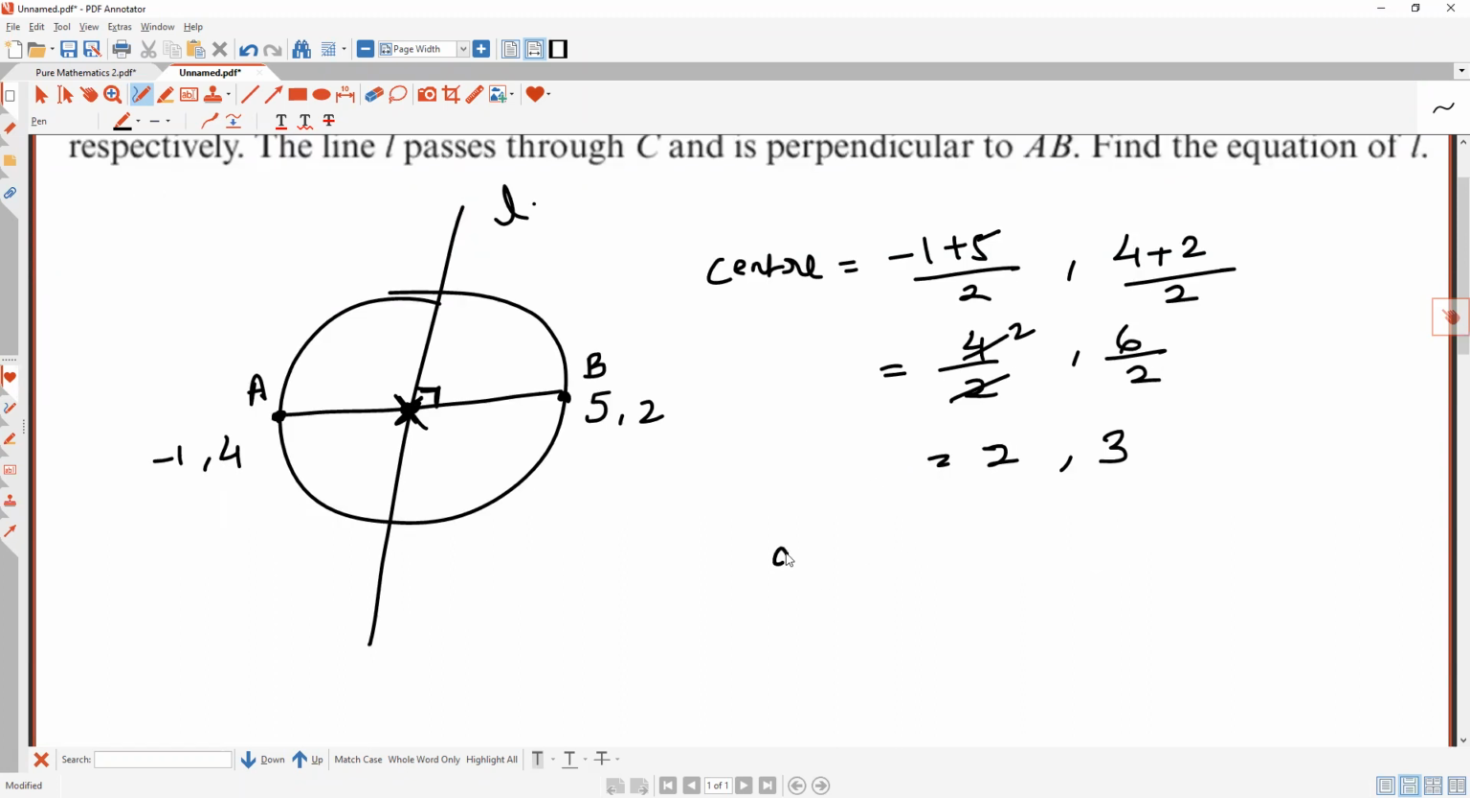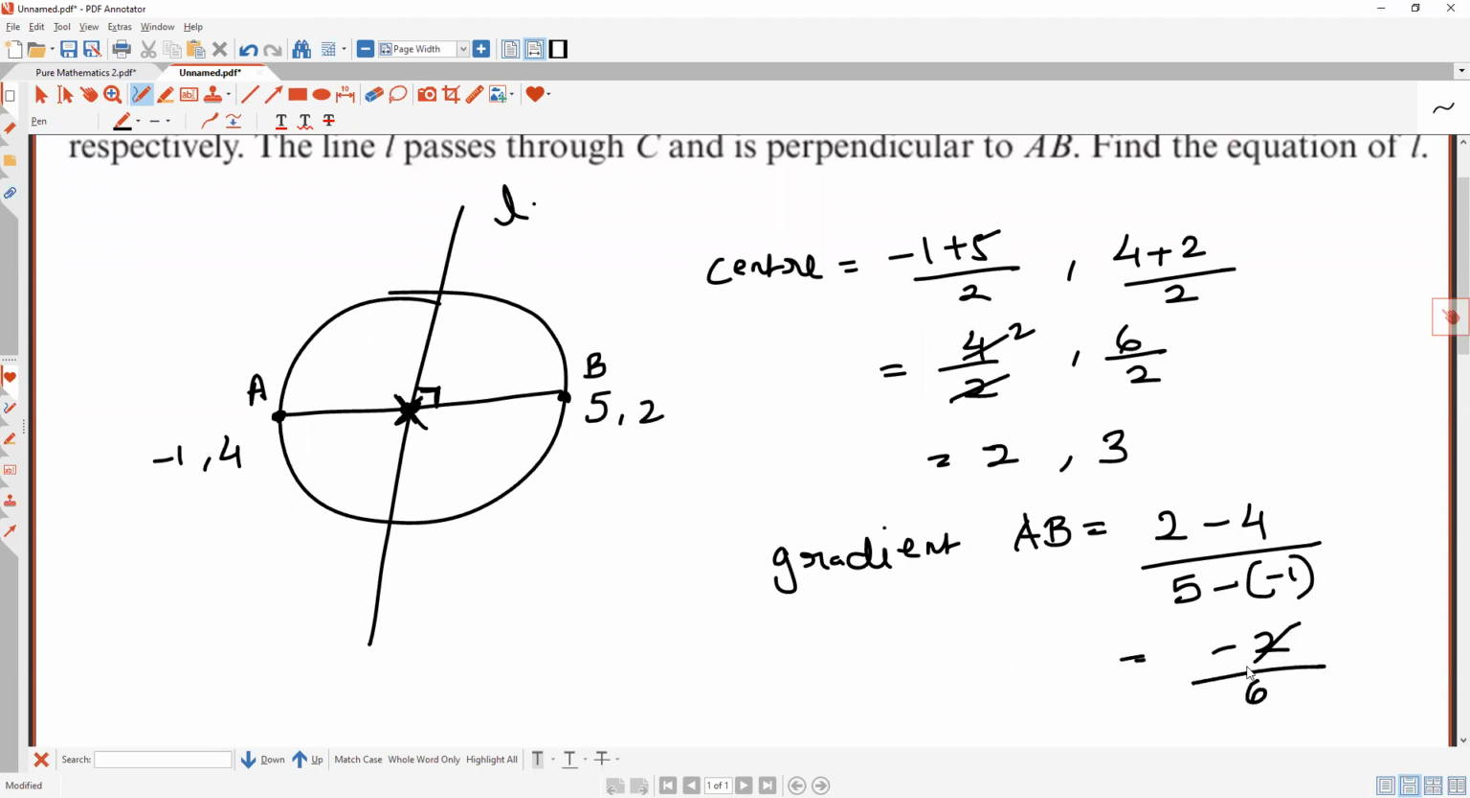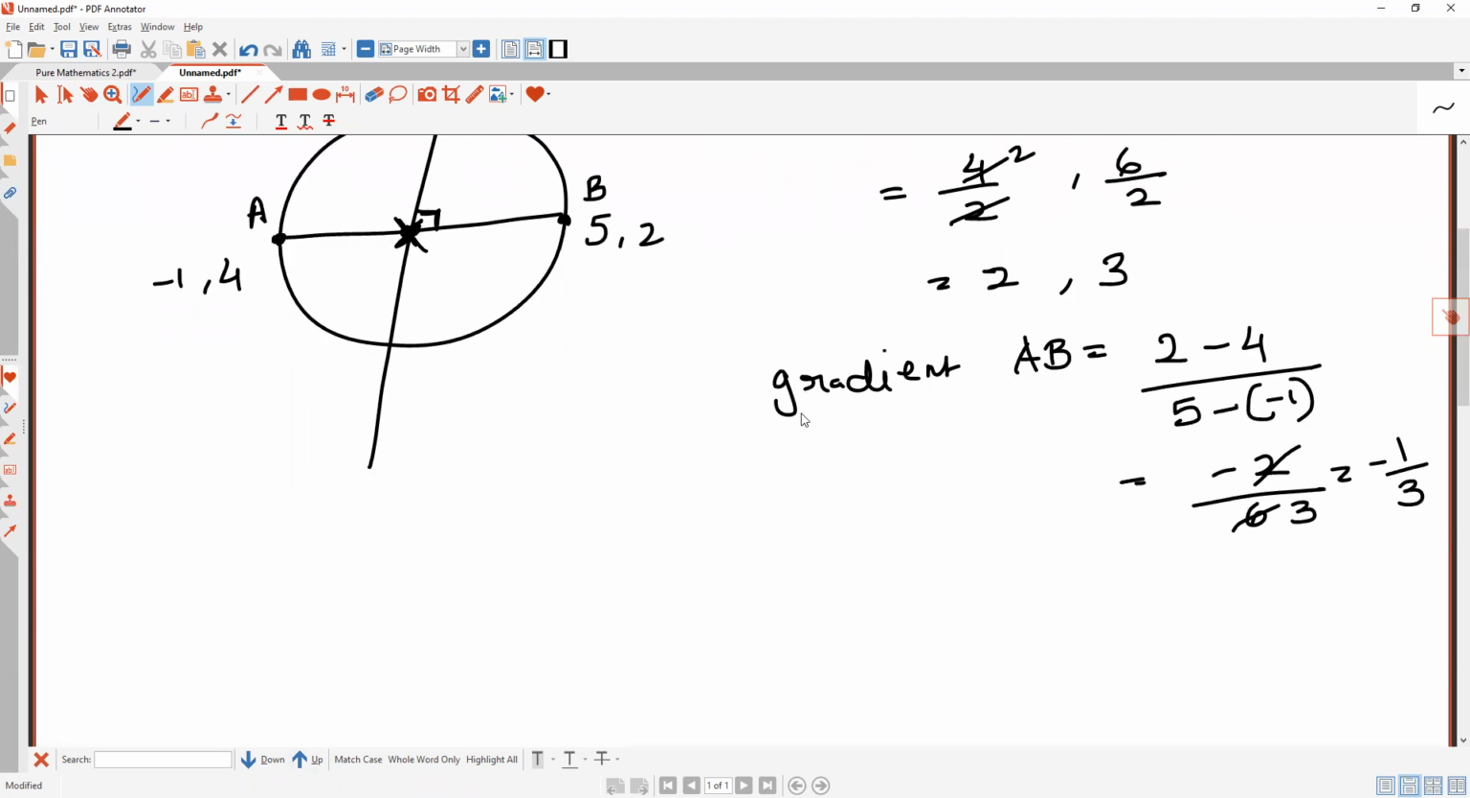Now you need to find the gradient. Let's find the gradient. But right now the gradient which I'm going to find is of AB. So gradient is y2 minus y1 divided by x2 minus x1. So it's going to be -2 divided by 6. So answer is -1 by 3. Is this correct, by the way? 2 minus 4 is -2, 5 plus 1 is 6. 3 to the 6. Correct. But this is the gradient of whom? AB. I need to find gradient of what? L. I need to find gradient of L.